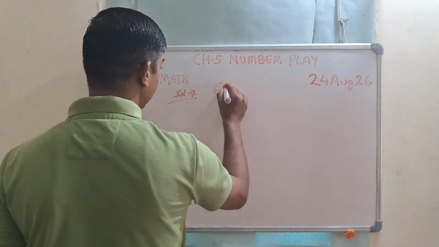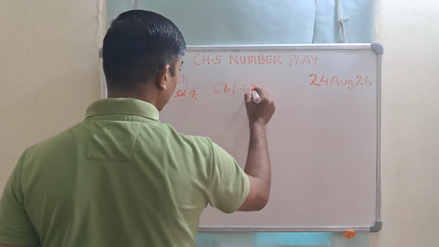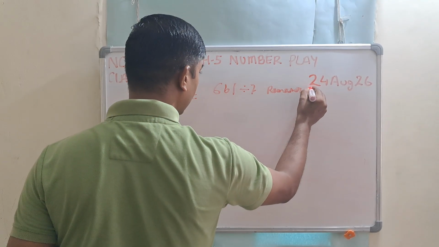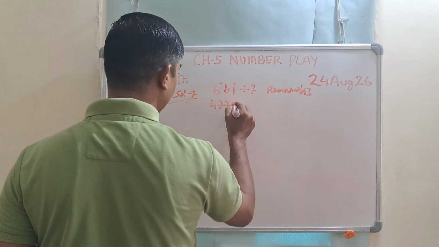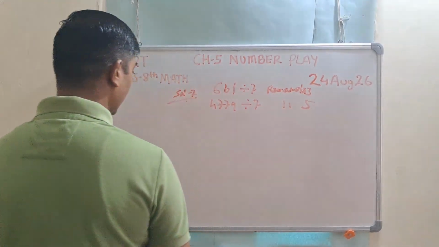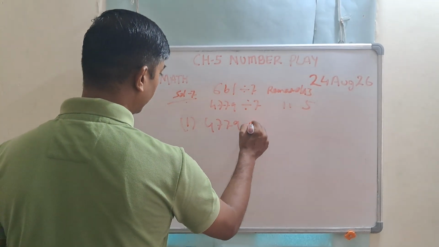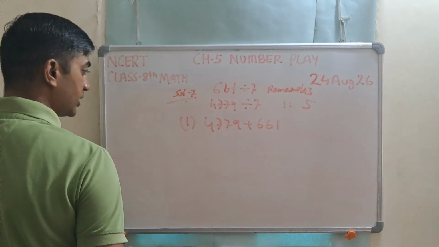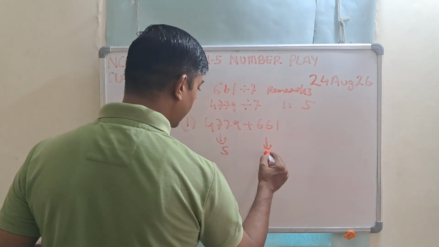Means they have said that when 661 is divided by 7, the remainder is 3. When 4779 is divided by 7, the remainder is 5. Now we have to find out without calculating, for 4779 plus 661, what will be the remainder? Now see, in this case the remainder is 5. In this case the remainder is 3.